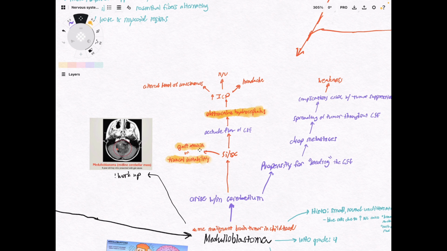And ataxia just means like discoordination. And gait means walking. So your normal way of walking. So your walking is very uncoordinated, which is what gait ataxia is.